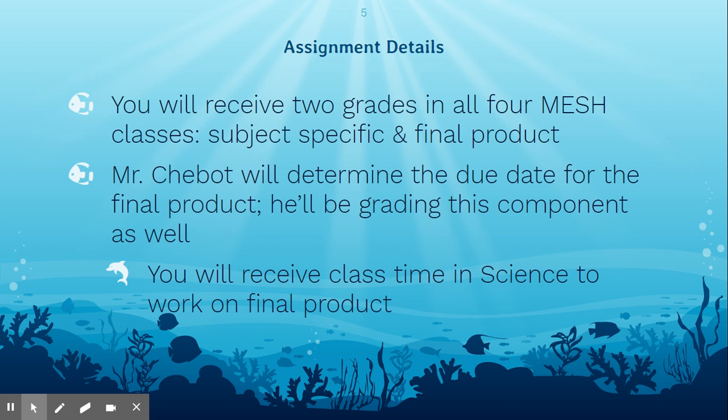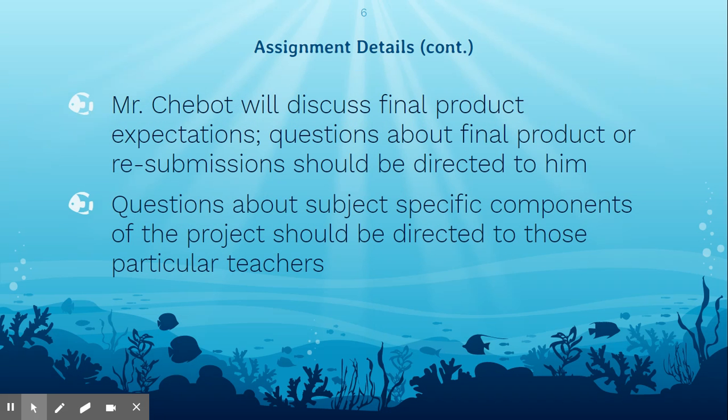You're working on this in all your mesh classes, and you're going to receive 2 grades in all 4 mesh classes. First, a subject-specific grade, and second, a final product grade. Now, Mr. Chevitt is going to determine the due date for the final product. He'll be grading that as well. You will receive class time in science to work on the final product. Mr. Chevitt will also discuss expectations surrounding the final product.